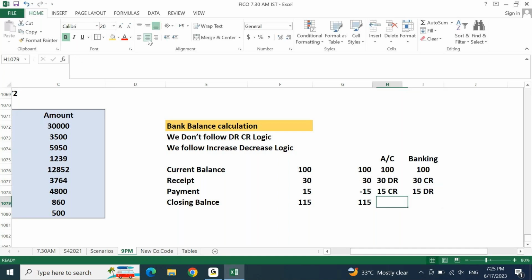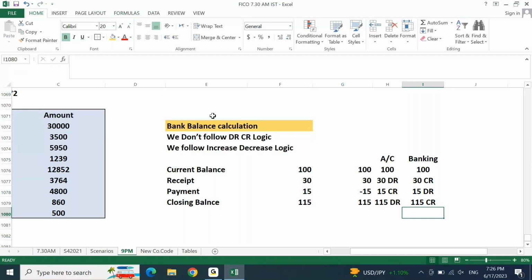Now, when you talk about closing balance, you will get 115 here. According to accounting, is this 115 a debit balance or credit balance? Debit balance. According to accounting, this is 115 debit balance. According to banking, credit. Credit balance.